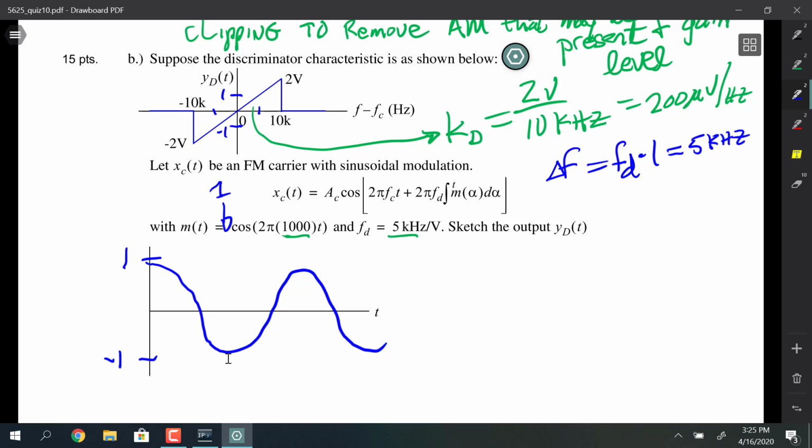And of course, I've got the frequency at 1 kilohertz, so I guess the period is 1 millisecond then, and it swings between minus 1 and 1.